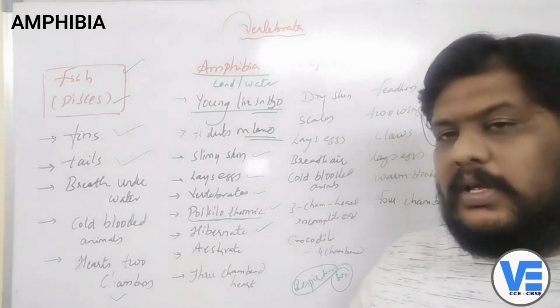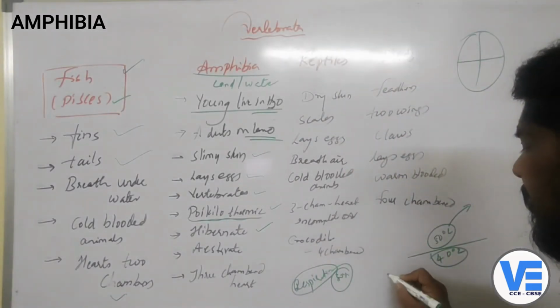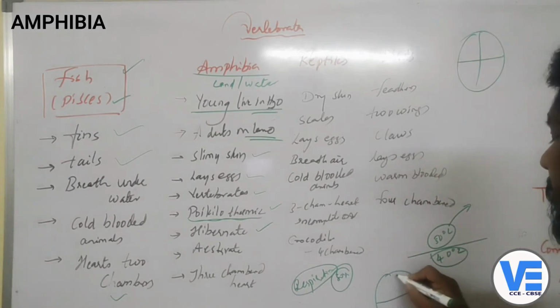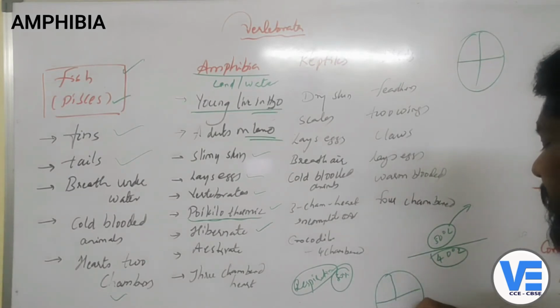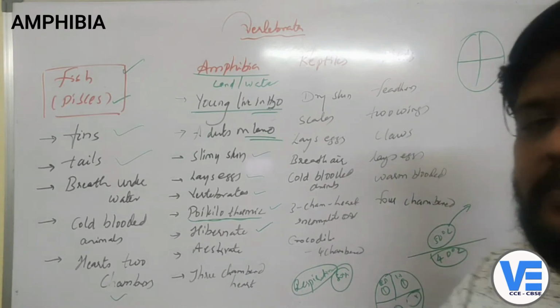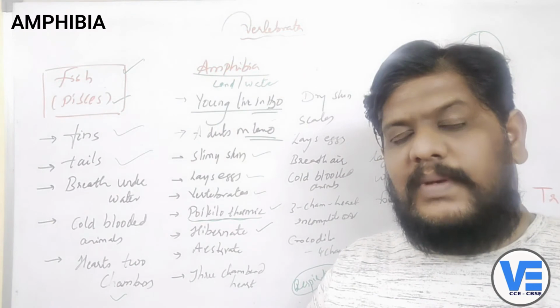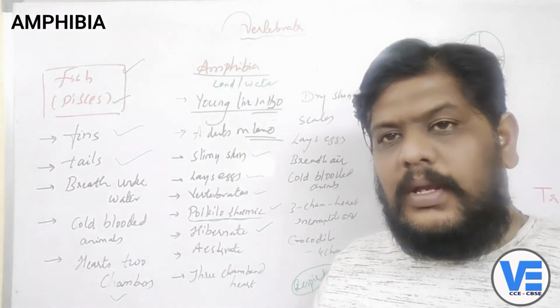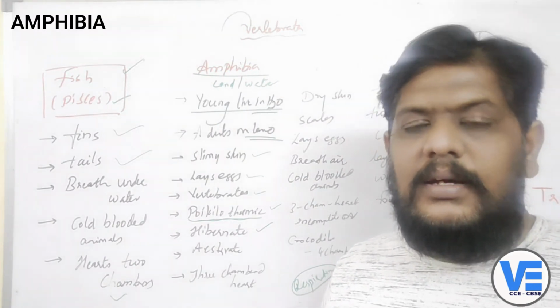Also, they have a 3-chambered heart. That means they have 2 auricles but only 1 ventricle. There is a right auricle and a left auricle, but only 1 ventricle, and there is a special organ called the sinus venosus. You will come to know about the sinus venosus when you go to the higher classes.